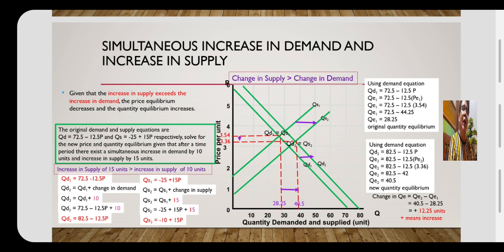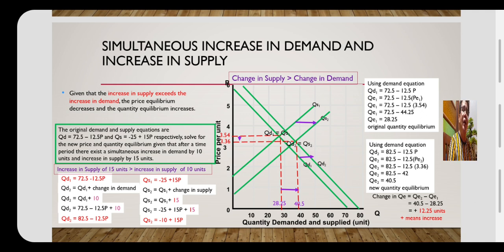Now this is the original quantity equilibrium because what we have used are the original demand equation and the original price equilibrium. So that is the same way we will solve for the new quantity equilibrium. This time what we will be making use of is the new demand equation as our reference equation, and to substitute to the P of this new demand equation, the new price equilibrium of 3.36. So let us now simplify the equation.